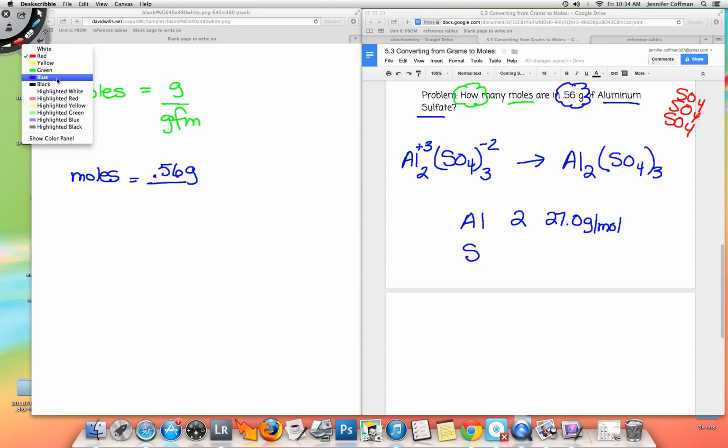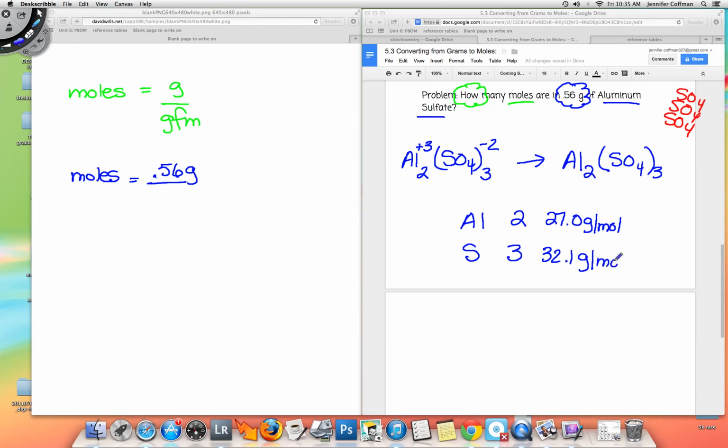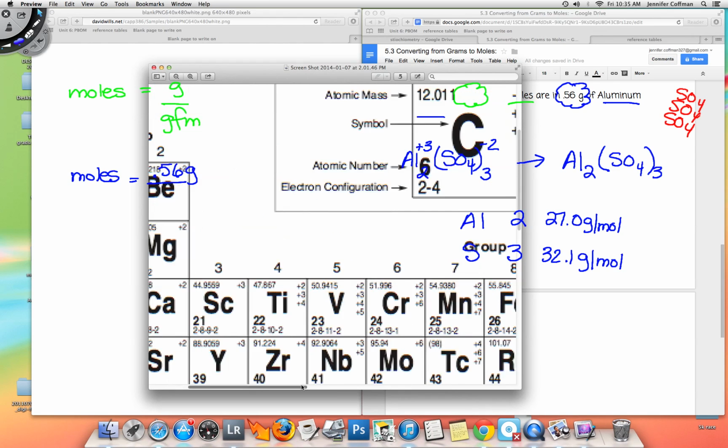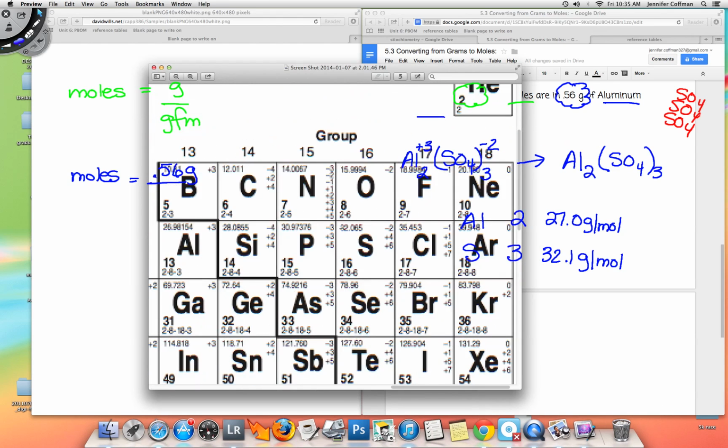Let's go back to blue. Okay, so we've got 3 sulfurs, and the sulfurs weigh 32.1 grams per mole. Where am I getting these numbers from? Right here. Sulfur: 32.065. I rounded it to 32.1.